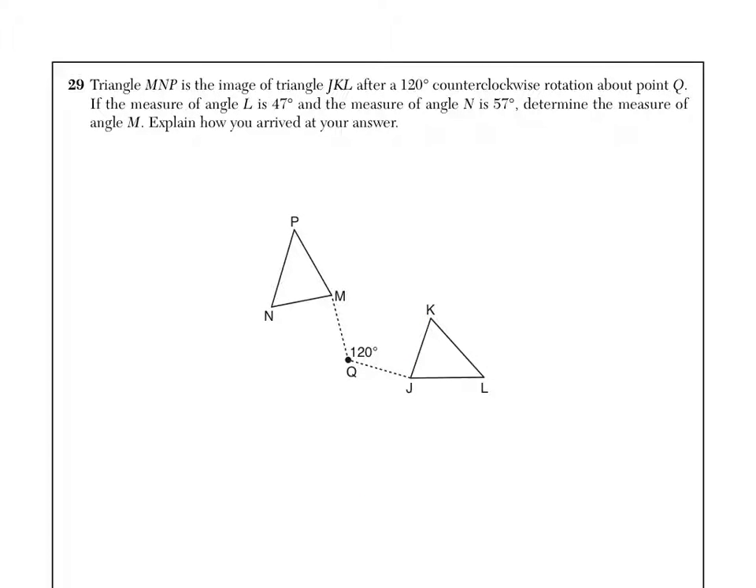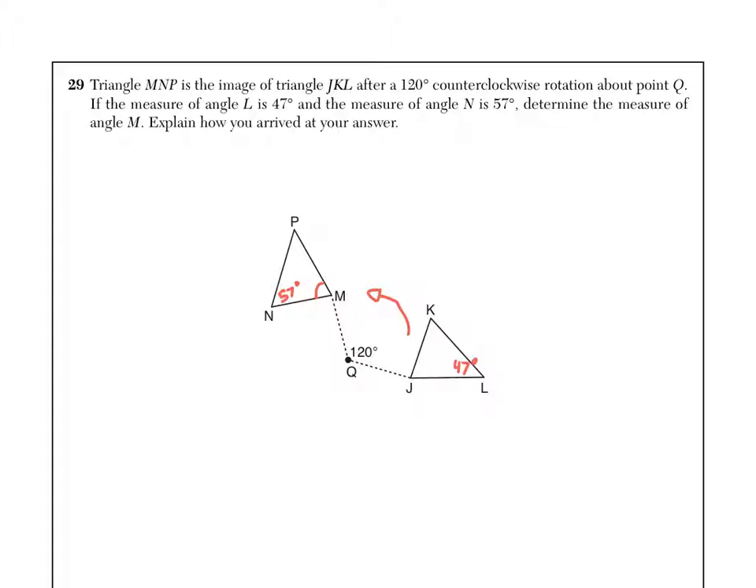All right, number 29. This gave people some trouble, but it's actually quite simple. In triangle MNP, triangle MNP is the image of the triangle JKL after a 120 degree clockwise rotation around point Q. So it goes in this direction. If the measure of angle L is 47 degrees and the measure of angle N is 57 degrees, determine the measure of angle M. That's what we're looking for. Explain how you arrived at your answer.